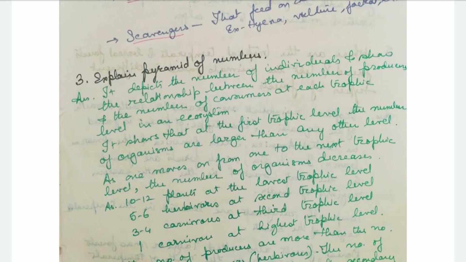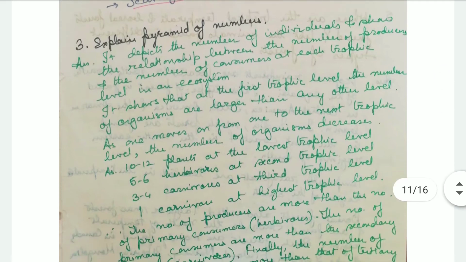So it depicts this pyramid of numbers that depicts the number of individuals and shows the relationship between the number of producers and the number of consumers at each trophic level in an ecosystem. So what does it depict? It depicts the number of individuals and shows the relationship between the number of producers and the number of consumers at each trophic level in an ecosystem.